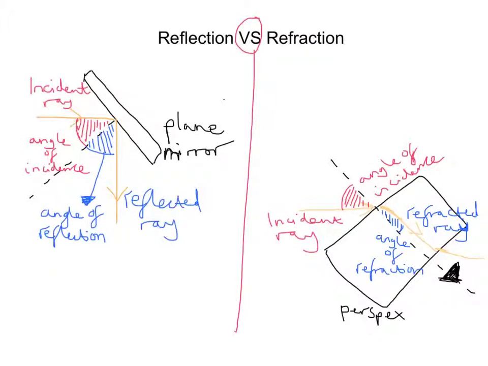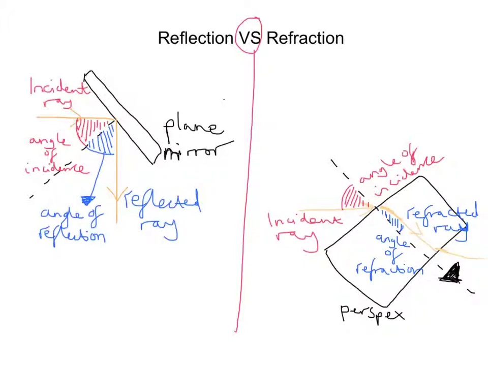Now, as the ray goes into the perspex from the air, it's bent towards the normal, so what we should see is that the angle of refraction is less than the angle of incidence. Now that is key, because in reflection, the angle of incidence was the same as the angle of reflection. But in refraction, what we see is that the angle of incidence is actually greater than the angle of refraction, because that refracted ray is bent towards the normal. And that fundamentally is the difference between the two.